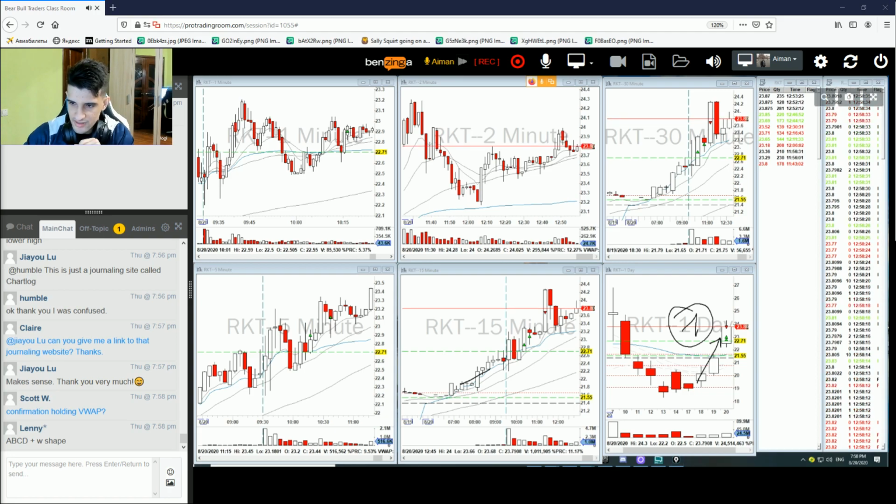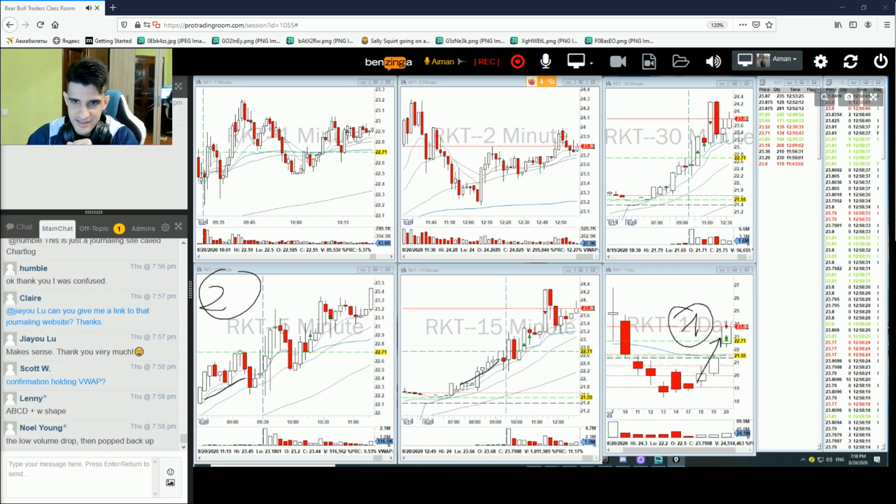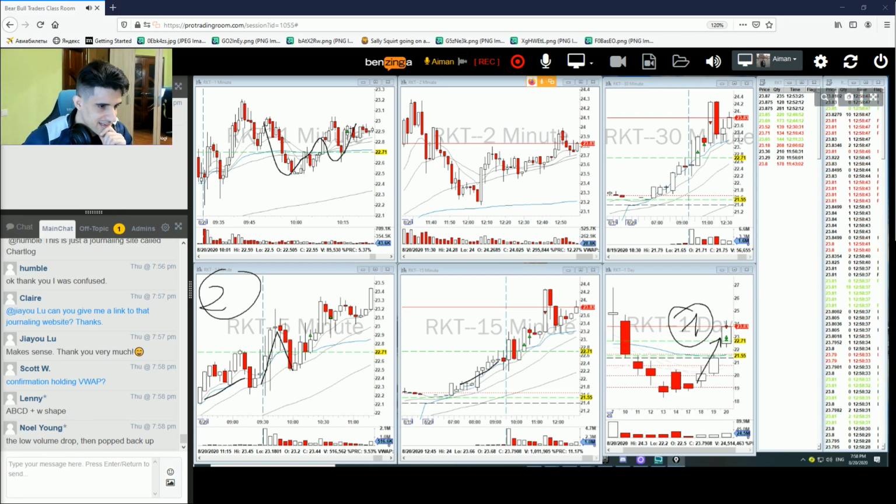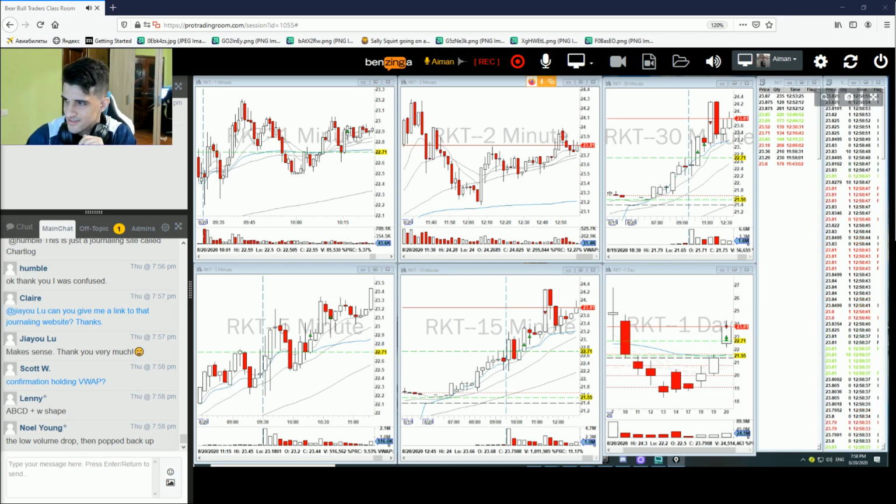In the pre-market, it's holding above VWAP, holding above the moving averages. Another indicator that it's holding to the long side. Lenny is seeing an ABCD pattern with a W shape. That's it. That's another reason which I liked right there. More reasons. Low volume in the pullback in comparison to the increasing volume on the upside. Decent. Now, let's go to the candles.